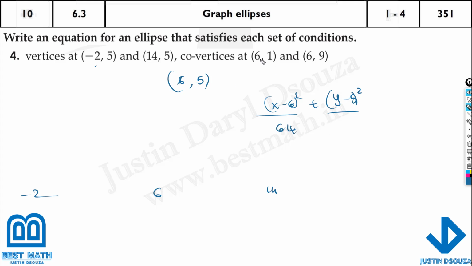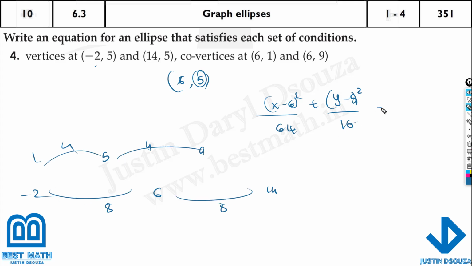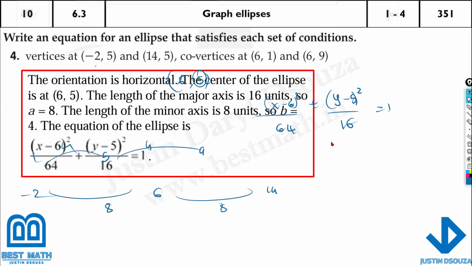What about the co-vertices? Here we have to see not the x, x is done over here. Y value 5 along this, 1 and 9. So what is the distance from here to here? It's 4. From here to here 4. It should be the same. Here also it's 8 and 8. The distance is same. Here also the distance must be same. It's 16. That is equal to 1. So this is how we can get the equations easily. Now even from the center, when you get this, you will have 4 options, isn't it? You can easily eliminate many options and you can conclude this is the answer.